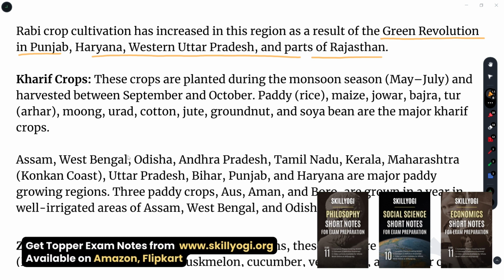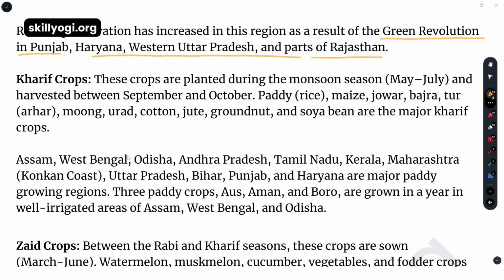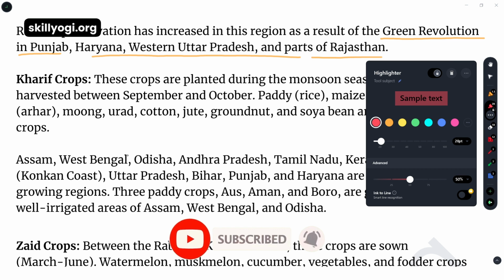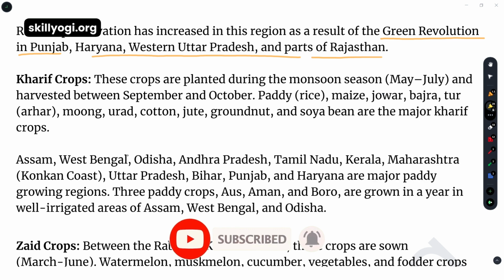Come to the next part. Kharif crop. Can you see the Kharif crop? These crops are planted during the monsoon season. Yes, these crops are basically planted during the monsoon season. That means it's a rainy season crop.